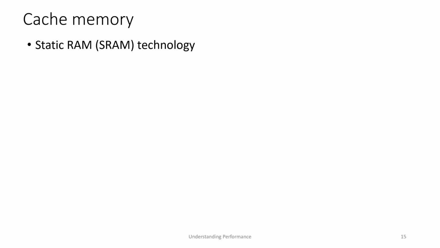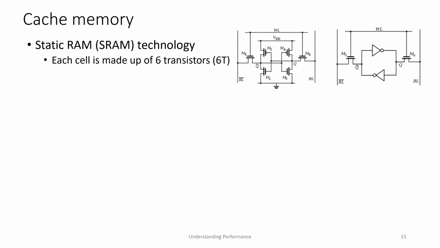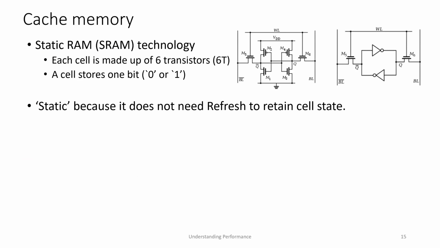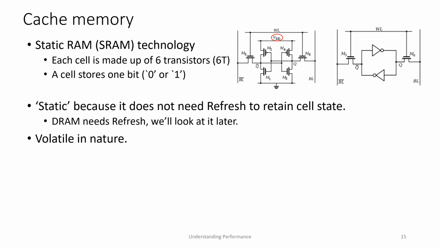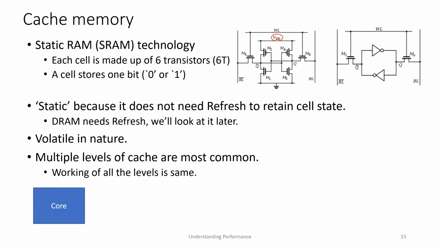Now let's look at the cache memory. So it is based on SRAM technology. I'll skip the hardware details of it. It is static because we don't need refresh. This point you'll understand better when we are discussing DRAM, right? It is volatile in nature and multiple levels of cache are common, right?